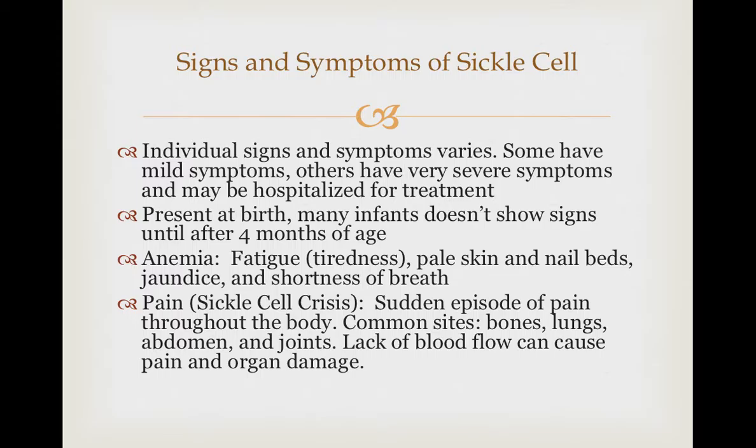So the general signs and symptoms of anemia are fatigue, pale skin and nail beds, jaundice, and shortness of breath. Sudden episodes of pain throughout the body are a common symptom of sickle cell anemia and are often referred to as sickle cell crisis. A sickle cell crisis occurs when the red blood cells sickle and stick together in clumps. The clumps block the flow of blood through the small blood vessels or capillaries in the limbs and organs. Sickle crisis can cause acute or chronic pain.